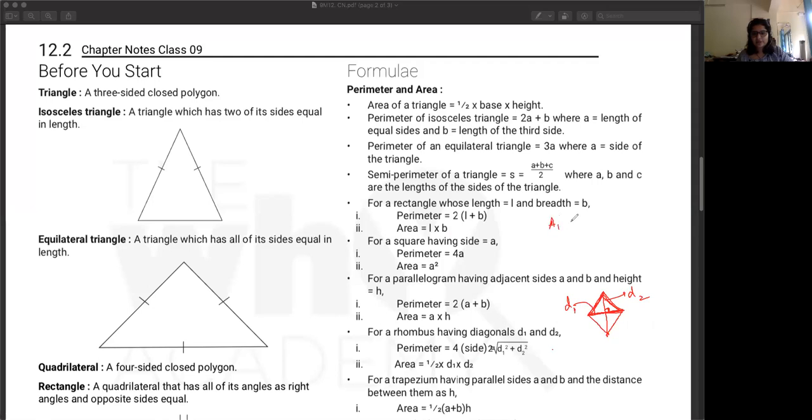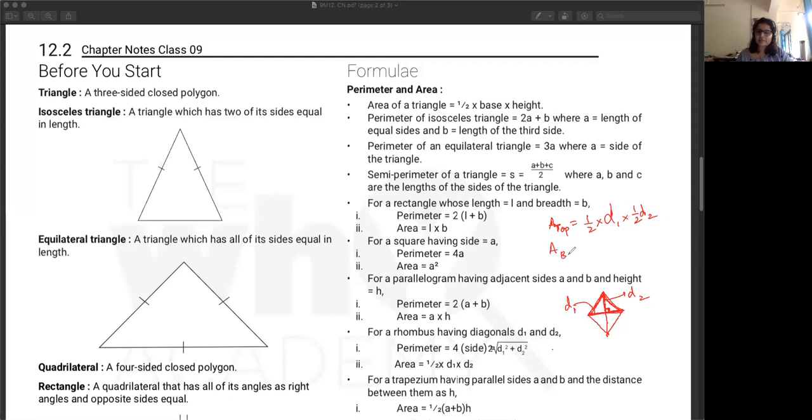So area of the top triangle is equal to half into base, D1, into height, which is half of D2. Now this is perpendicular, which means that from here to here is the height. And since we know that diagonals bisect each other, this will be half of D2. So half D2, I'll leave it like this.